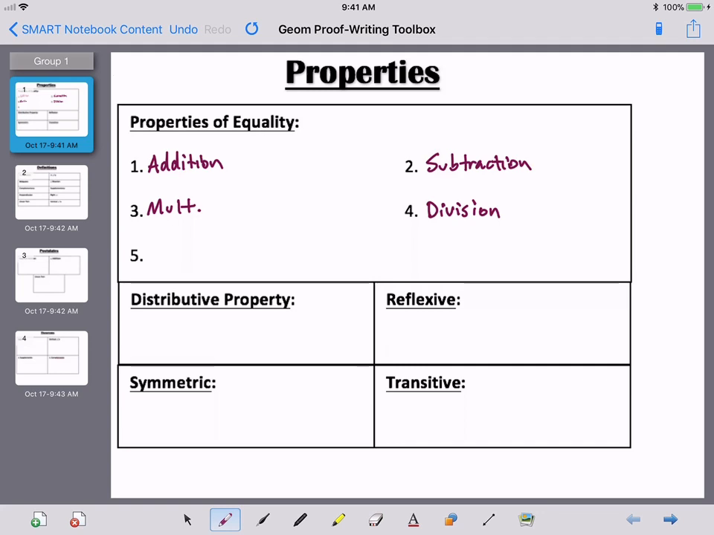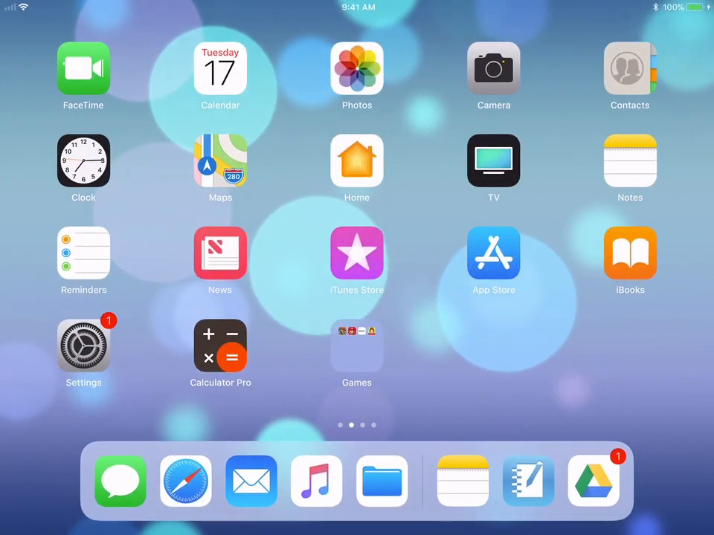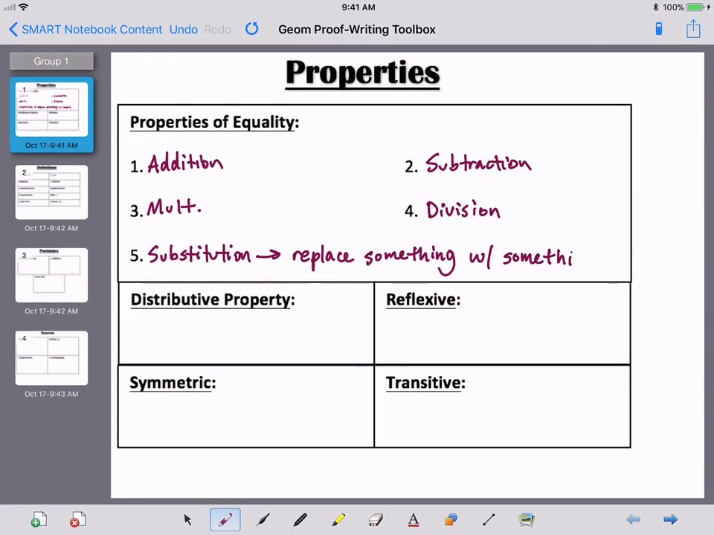The 5th property of equality was the substitution, which just allows you to replace something with something else. And in this property, you might be replacing like x with 2, or you might be replacing a segment with a different segment if you know that they're congruent. So you're really just replacing one thing with another.